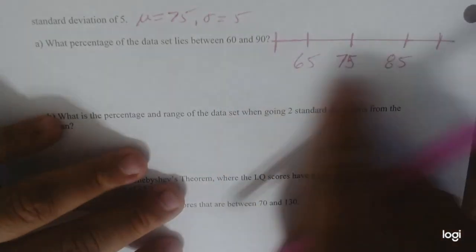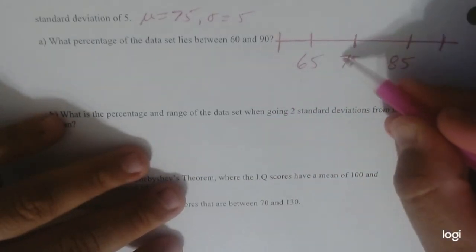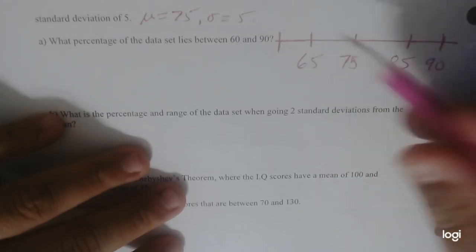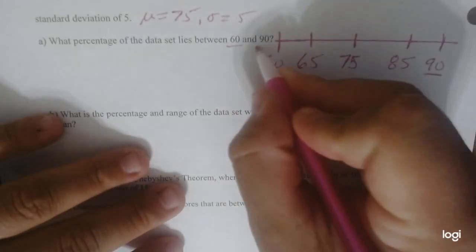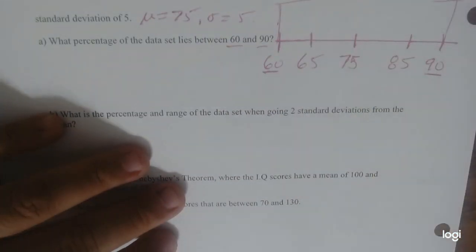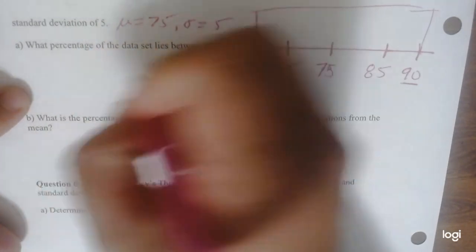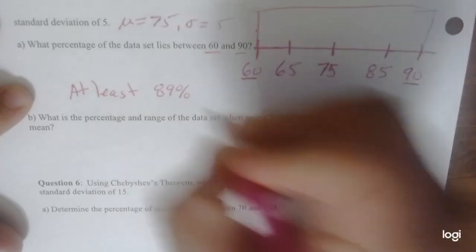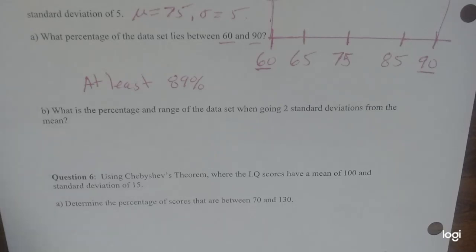So that's not what I want, so it's not 2 away. It's going to be 3, but just check just in case. So 75 plus 3 times 5, which is 15, so that's going to be 90. And 75 minus 15 gives you 60. And that's what you want, between 60 and 90. So according to Chebyshev inequality, if you're 3 away, you're at least 89%. So therefore we say at least 89%. Notice the work is exactly the same. The only thing that changes is the percentages from rule to rule.